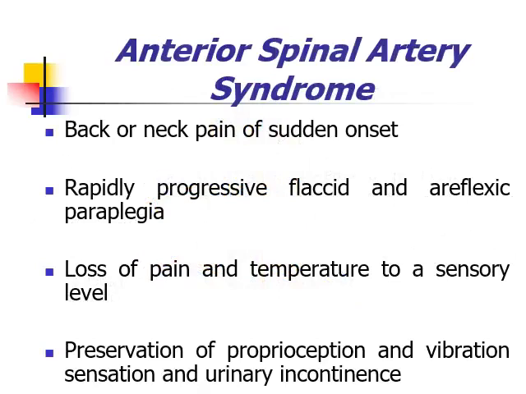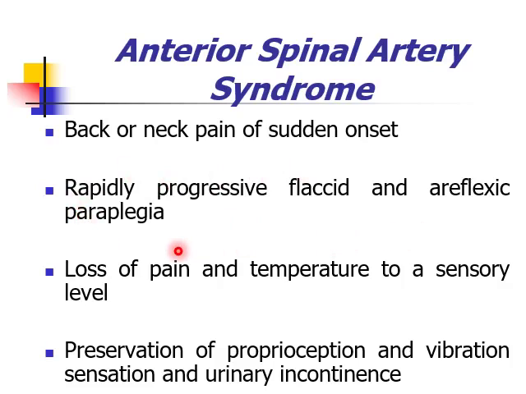So, to wrap up our discussion for the blood supply of the spinal cord, we'll just mention the effect if we close one of the main blood supplies supplying the spinal cord and the spinal segments. They are collectively summarized into two syndromes. The anterior spinal artery syndrome, as we just mentioned earlier, includes back of the neck pain of sudden onset, rapidly progressive flaccid and areflexic paraplegia.